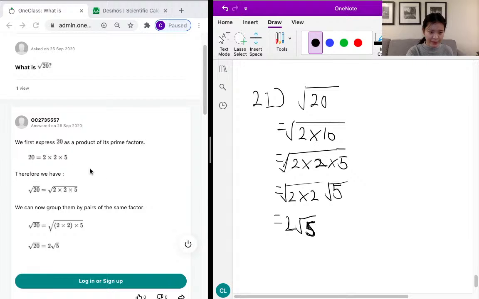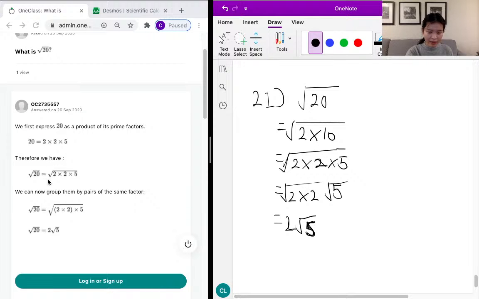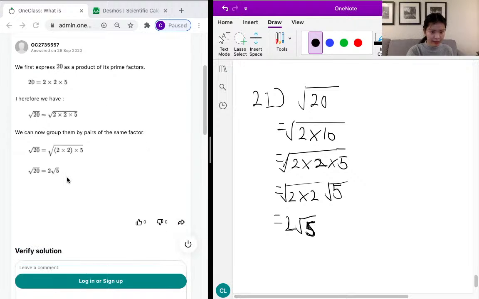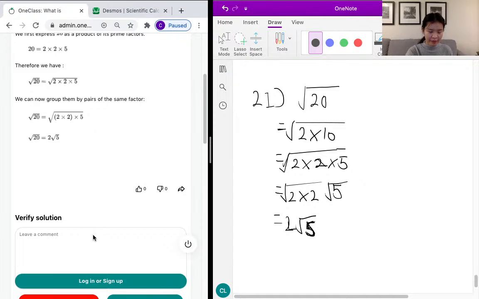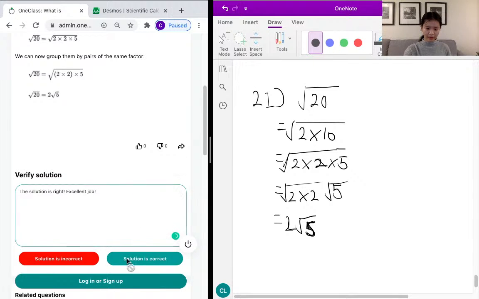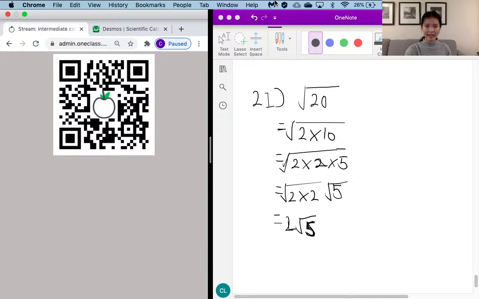Okay, so let's see the sample solution over here. Yes, they also used prime factorization, and they grouped the pairs of the same factor, just like we did, and we arrived at the same answer. So let's just say the solution is right. Excellent job. Cool. Let's press the button that the solution is correct. Nice.